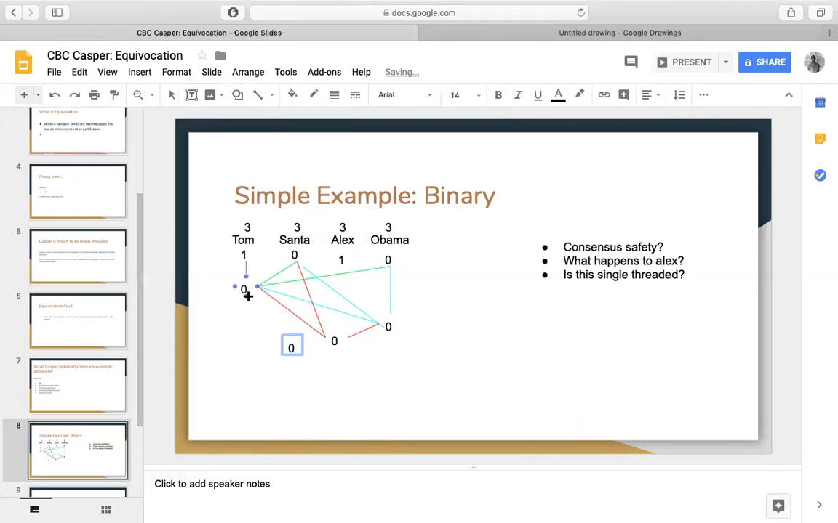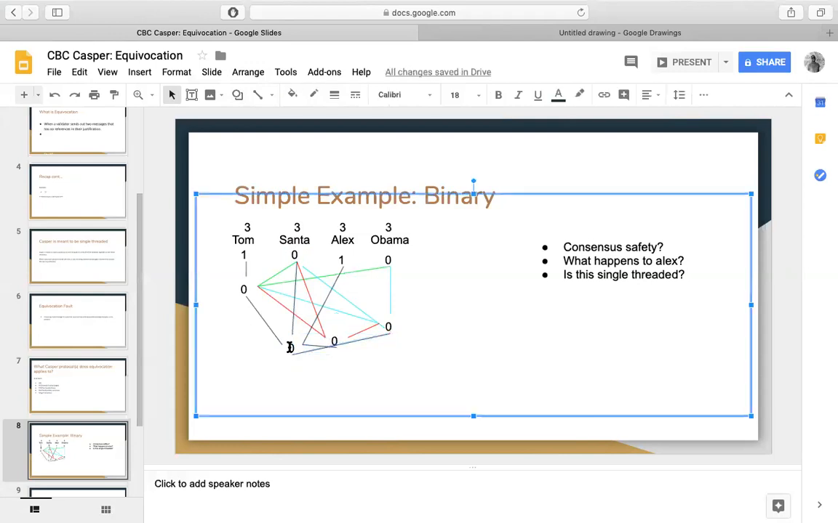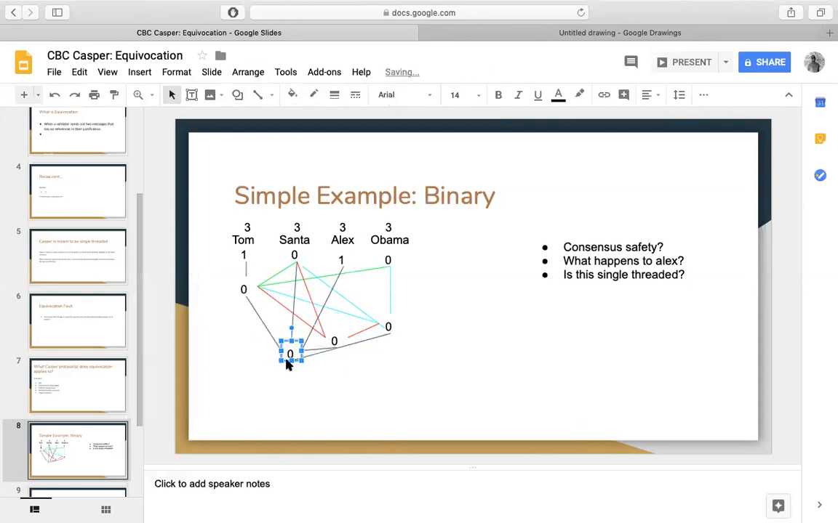Yeah. Put a line from both Alex's 1 and Alex's 0 to Santa's 0. All right. And then we can put Obama in there as well. Okay. Can't forget about Obama. Never. All right, here we go. Cool. So Santa's seen the whole DAG at that point then.